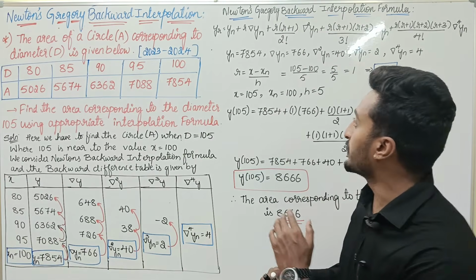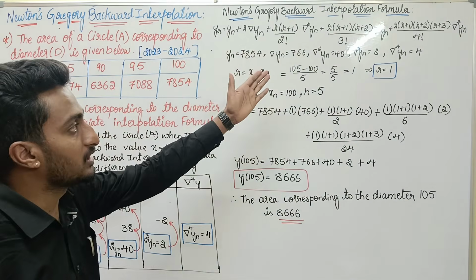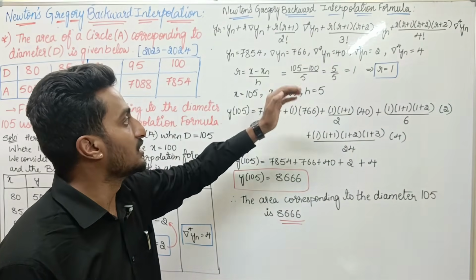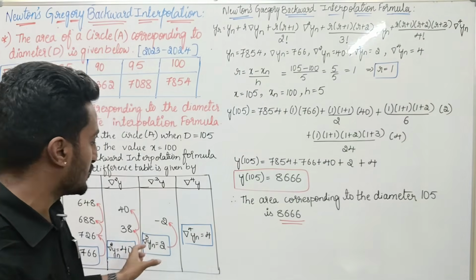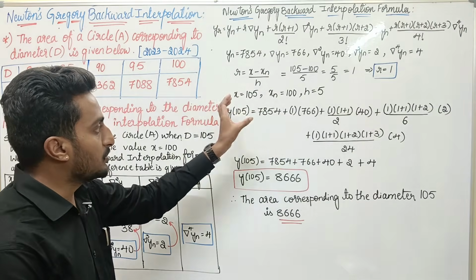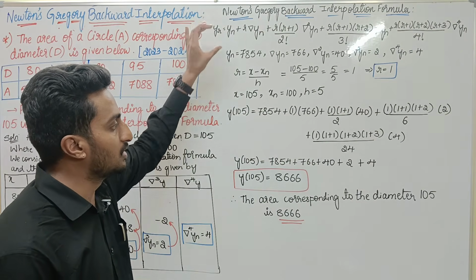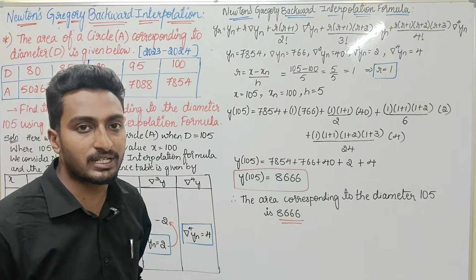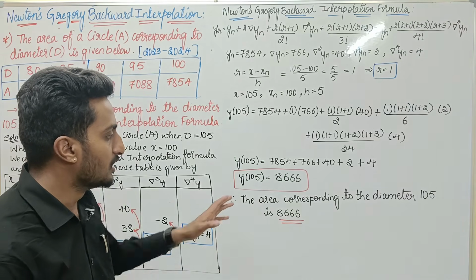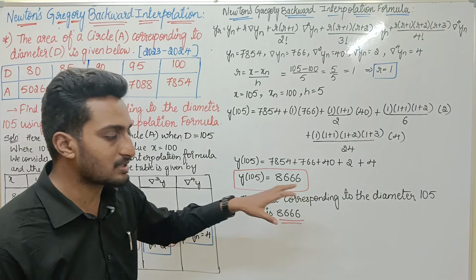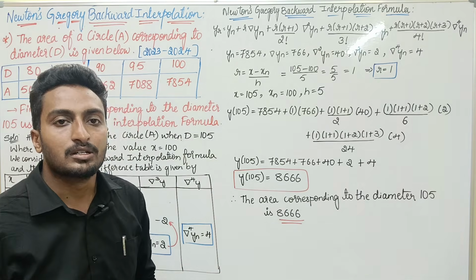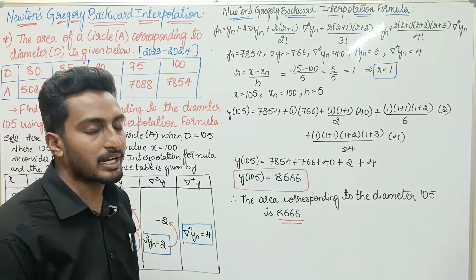Then we write the formula, that is Newton-Gregory backward interpolation formula. This is the standard formula for backward difference. Represent the values we have found, then find the value of r. The value of r is 1. Simplify by substituting this value in the formula. Use the calculator for every step so that there will be no mistake in the solution. Then you get the final answer 8,666, where we conclude that the area corresponding to the diameter 105 is 8,666.